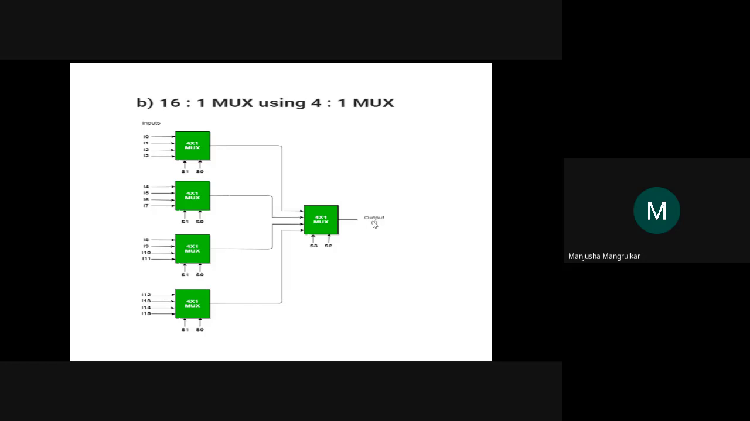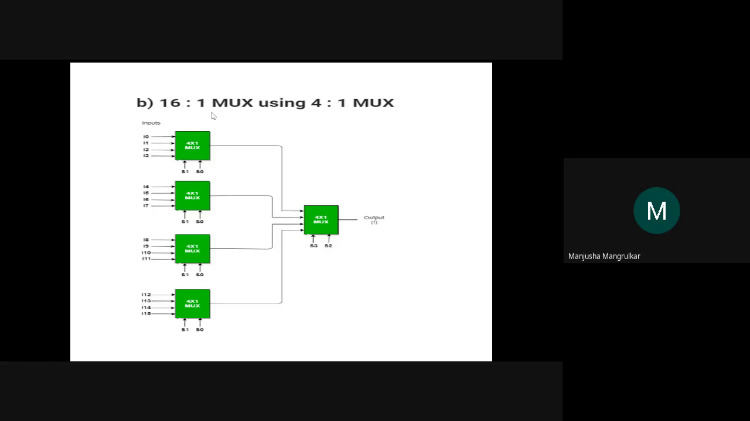Which input signal will be at the output depends upon the status of your selector lines, what the selector signals are, which input signal is selected for data transfer to the output. So this is one of the designing modes of a 16 is to 1 mux using 4 is to 1.